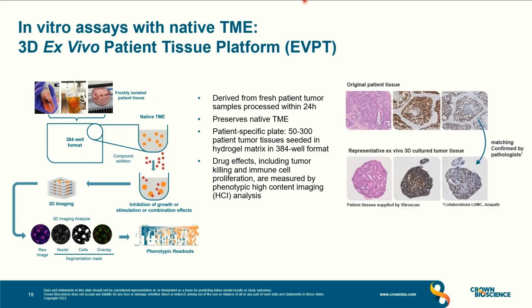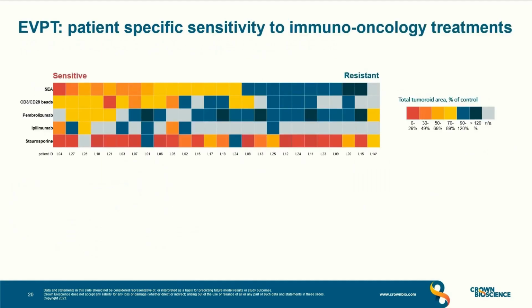Histological analysis of these 3D ex vivo cultures has been shown to closely represent the original patient tissue. We have tested the sensitivity of non-small cell lung cancer tissues to immune checkpoint inhibitors and immunostimulatory controls in our EVPT assay, which you can appreciate here on a heat map. We have found that around 20% of tissues respond to immune checkpoint inhibitors, and this correlates with the clinical data for this cancer type.